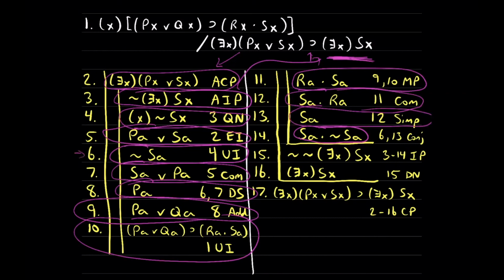And now I've got SA on line 13. Way back here on line 6, I've got not SA. So I can join those together. That gave me SA and not SA. There's our explicit contradiction on line 14. So that's what I was looking for. That allows me to close off our indirect proof sequence.